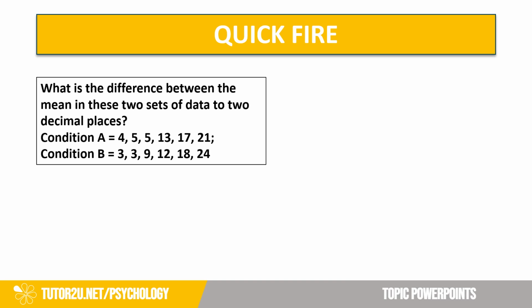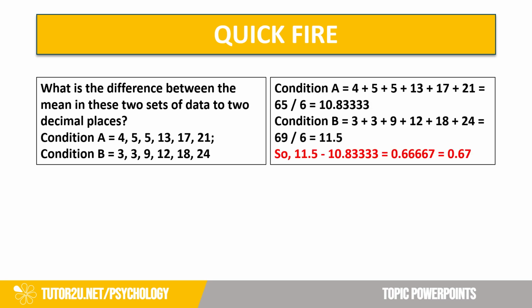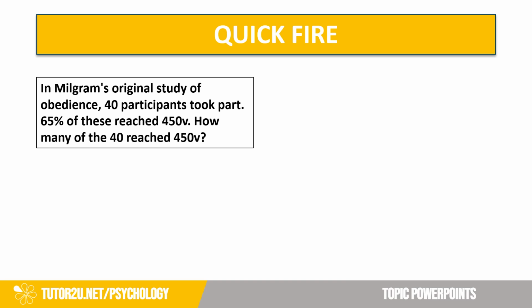Next, we've got: what is the difference between the mean in these two sets of data to 2 decimal places? Again, if you want to pause the video to have a go. So here we've got the total for condition A divided by 6, which is 10.83333. And then we've got condition B, total is 69 divided by 6, which is 11.5. So we do 11.5, take away 10.83333, is 0.67.